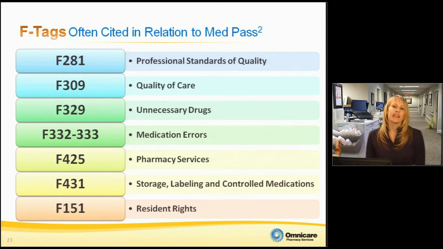Pharmacy services is just making sure you have a coordination of services so every resident gets the medication that they need at the right time. Storage, labeling, and controlled medications, this is pretty obvious. If you've got a refrigerated med, you've got to check the temperature to make sure it's refrigerated at the right temperature. Labeling, you have to make sure that if you have an inhaler or something like that, this one doesn't have a little label on it, but it should have a little label on it because I have it out of the box, and I sure don't want to give it to the wrong resident.